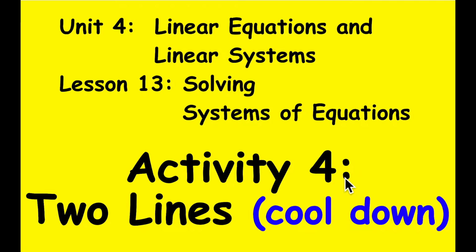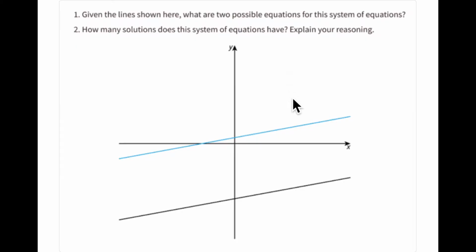This is activity 4, the cool down for lesson 13. It's called 2 lines. In this activity, you're given 2 lines, and you're supposed to write 2 possible equations for this system of equations. And then, how many solutions does this system of equations have?